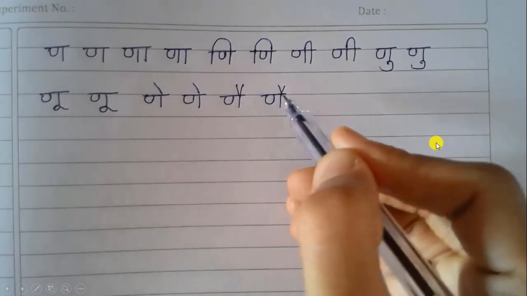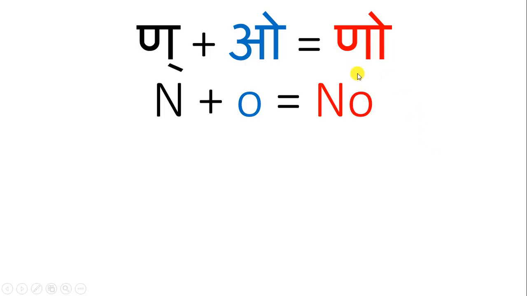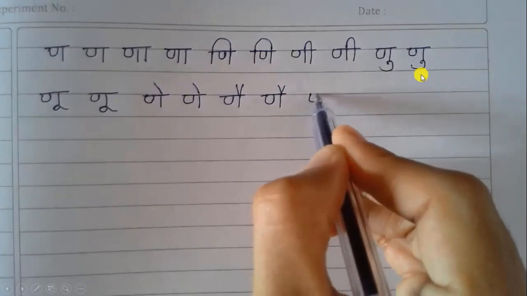Next sound is No, and you get the sound No when you add N to O. N plus O equal to No, and No is written like this.